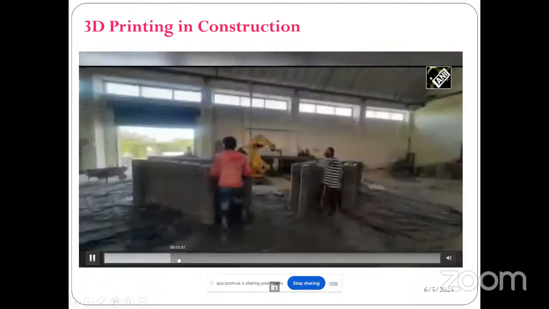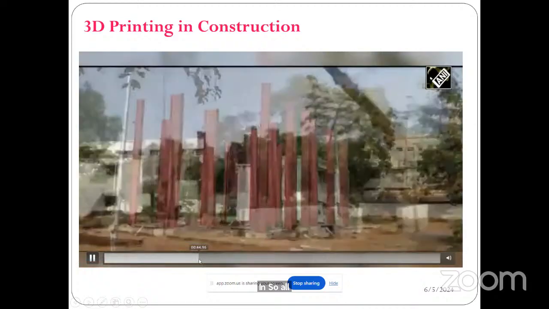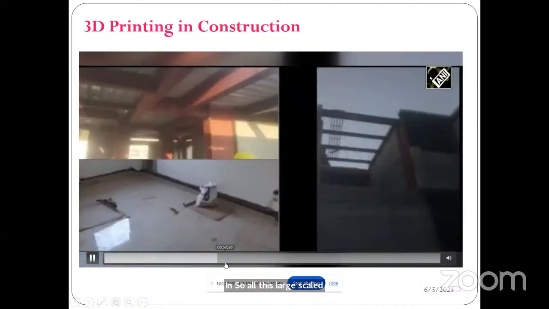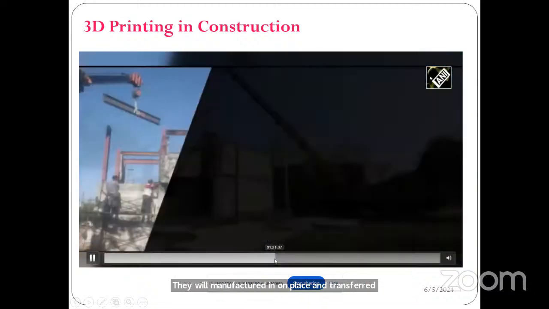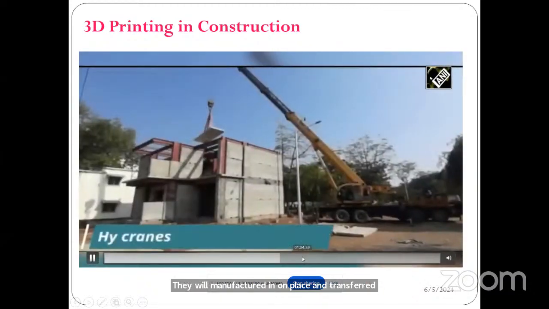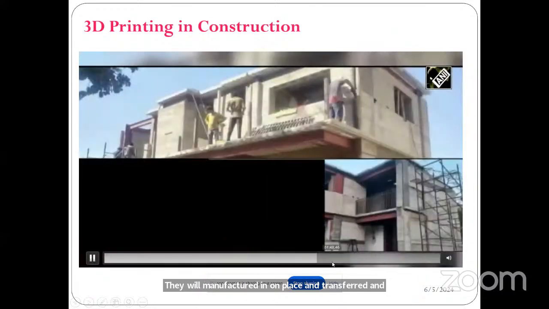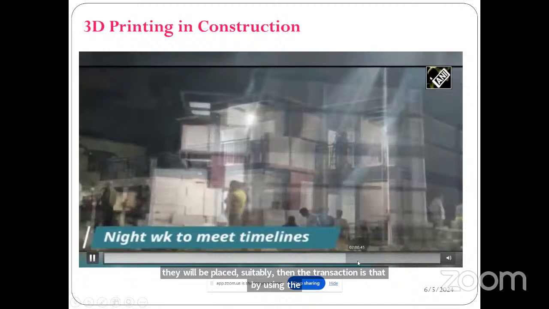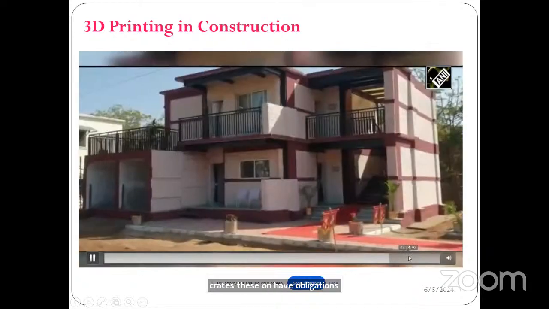So how is this large scale done? They manufacture it in one place and transfer it, and it will be placed suitably. Then the construction is done by using cranes. This is one of the applications of the 3D printing for making this.